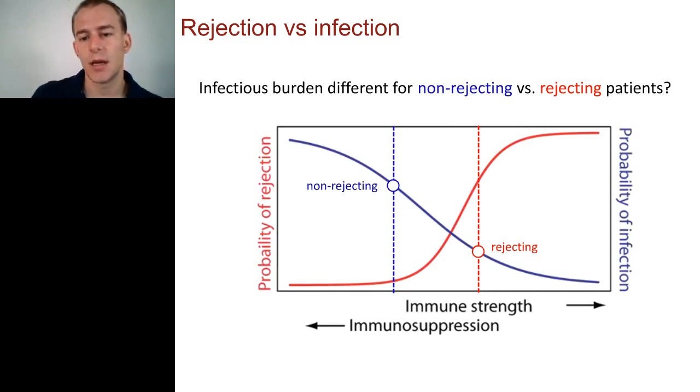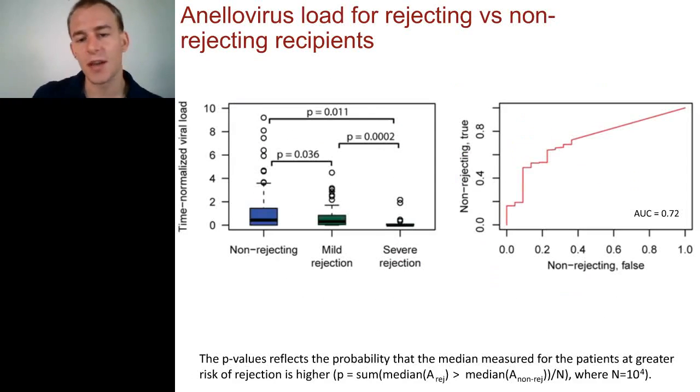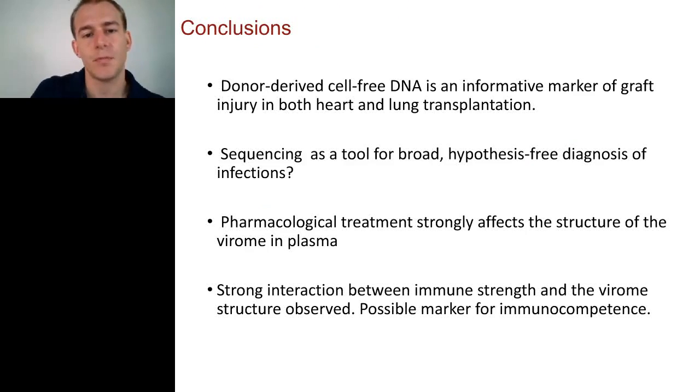And so we also proposed that you could use the load of anelloviruses as a marker of immune suppression. We find again that the load of anelloviruses allows stratifying patients that do not reject versus severely rejecting patients, and here we find an area under the curve of about 0.7. And so this brings me to the overall conclusions.